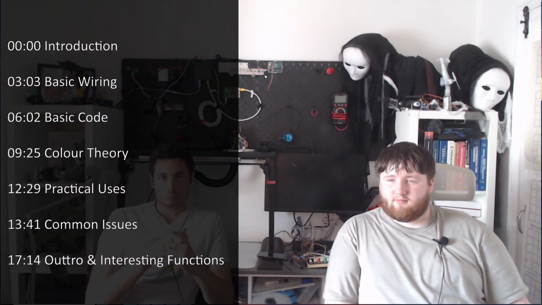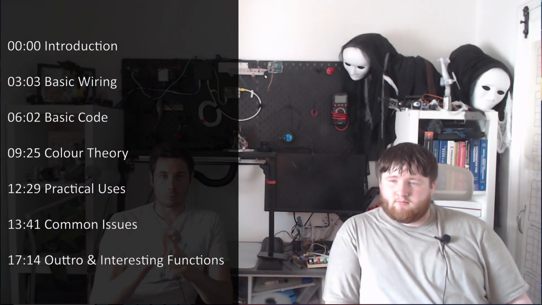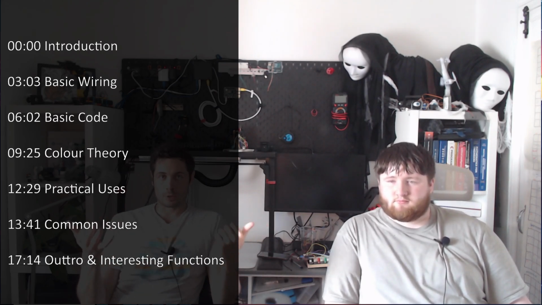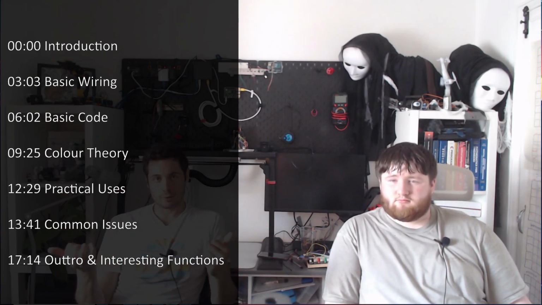Timestamps on the screen now. So we'll look at the simplest of simple wiring and then programming on an Arduino. In the future we'll also look at other control methods. After that, we will talk a bit about colour theory. Then we will talk about some interesting uses for addressable LEDs. Then we're going to go through some common faults and issues to hopefully preemptively solve any problems you might have. We had a few when we were playing with these. Finally, we'll look at some examples of functions that we can use to make different lighting effects. So, let's get into it.